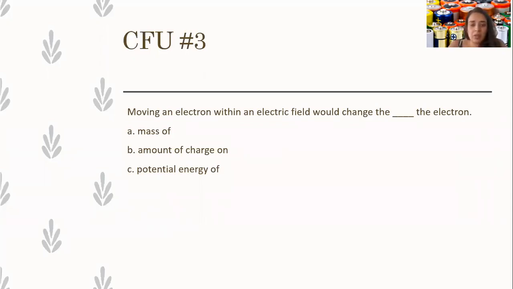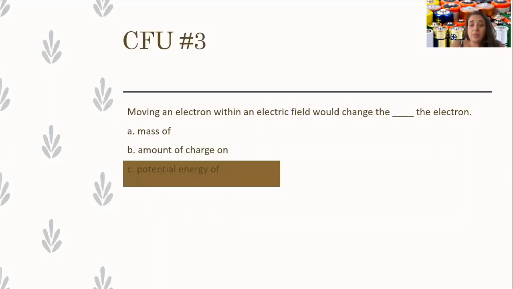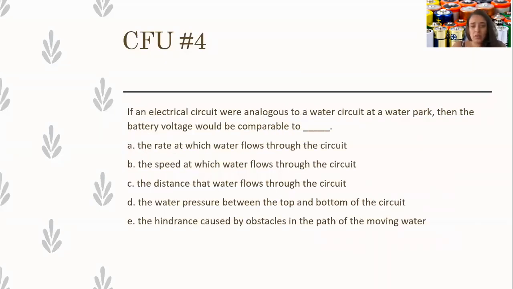Alrighty, so now let's look at your response. The correct response should have been the potential energy of the electron. The mass of an electron will never change, and the charge of an electron itself is also never going to change. So even if you move them within a field, none of those are going to happen. It's just the potential energy that changes. All right, moving along to our next question.